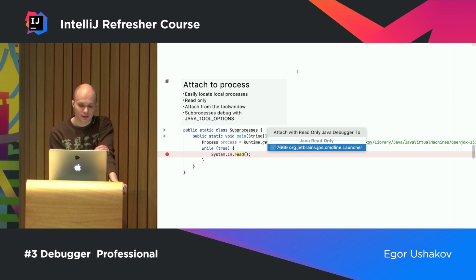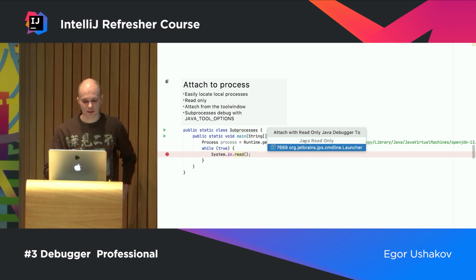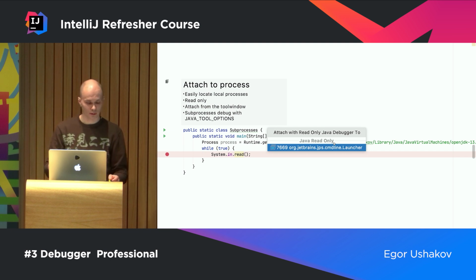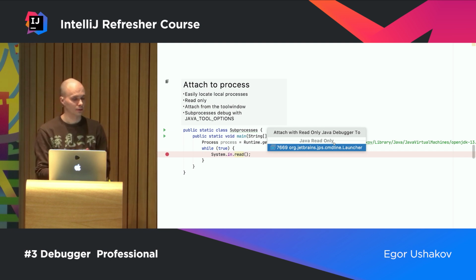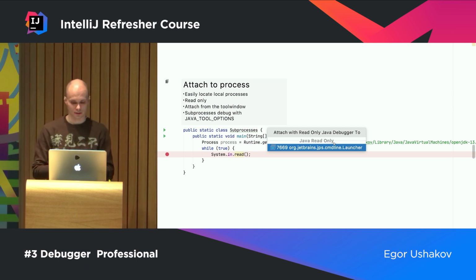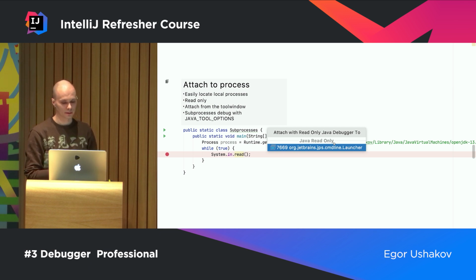Let's do this. And you can see that now it finds only one Java process, and it states that it can do read-only attach. So what is that? If we haven't provided the VM option for the process, which we discussed before with that debug agent and so on, you can still attach the debugger using this read-only mode.